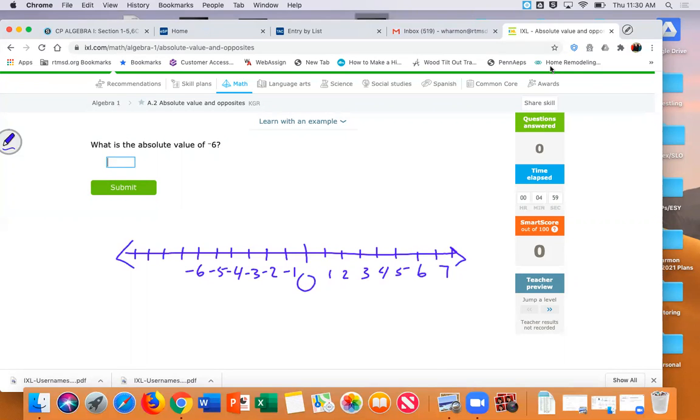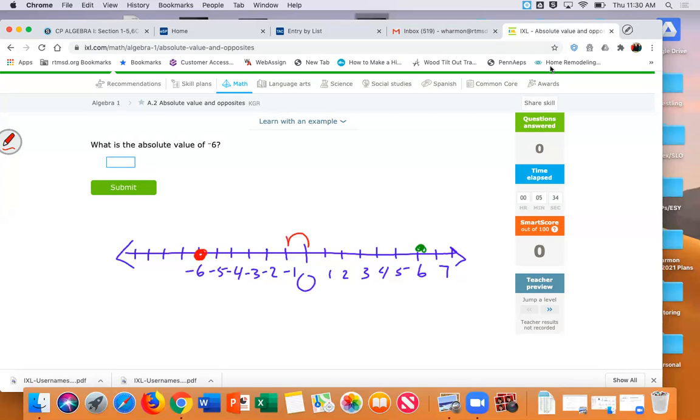So if I am here at negative 6, what number on my number line is also the same distance away from 0 as negative 6? Anybody have any ideas? 6. And that's perfect. Now, why are these two related here? Well, absolute value is talking about distance away from zero.